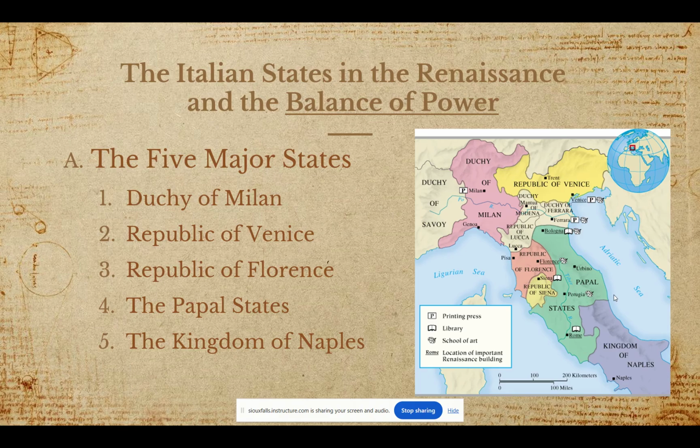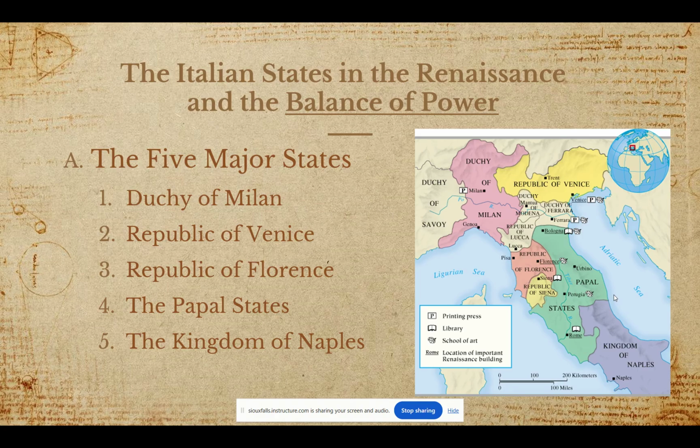So let's take a look here. The most dominant of the Italian city-states at this point was in the north with the city-state of Venice, the Republic of Venice. Obviously, it has access to the Adriatic Sea. It's dealing with the trade routes of the Far East and the Ottomans in the East. Venice was the most wealthy and dominant city-state through the Dark Ages and at the beginning of the Renaissance.